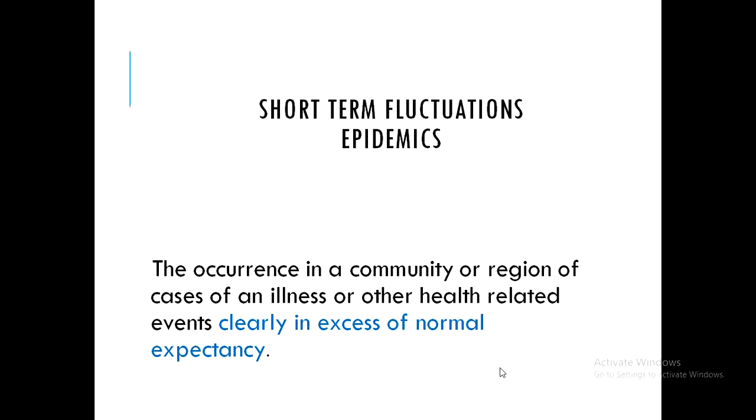So short-term fluctuations, as I have already mentioned, come, affect the community and go. So they are known as epidemics. They are labeled by the epidemiologists as epidemics. They are defined as the occurrence of a disease in a community or in a specific region, clearly in excess of the normal expectancy. It means that if a disease is present in the community at a certain rate, the disease is endemic. But if there is an excess in the number of cases over what was normally expected by the epidemiologist, the disease is now labeled as epidemic.